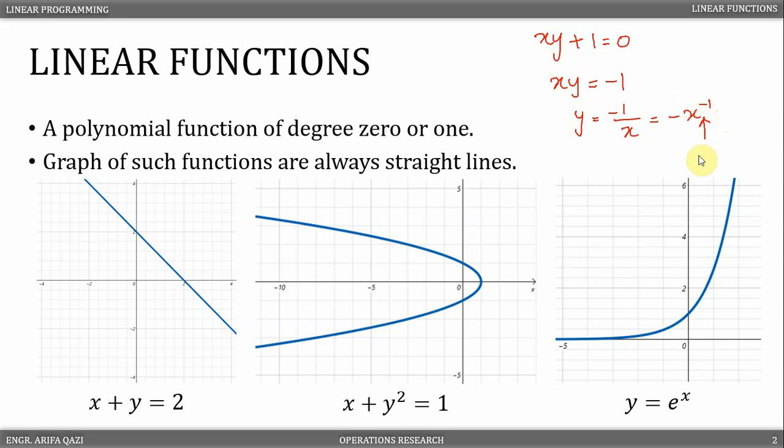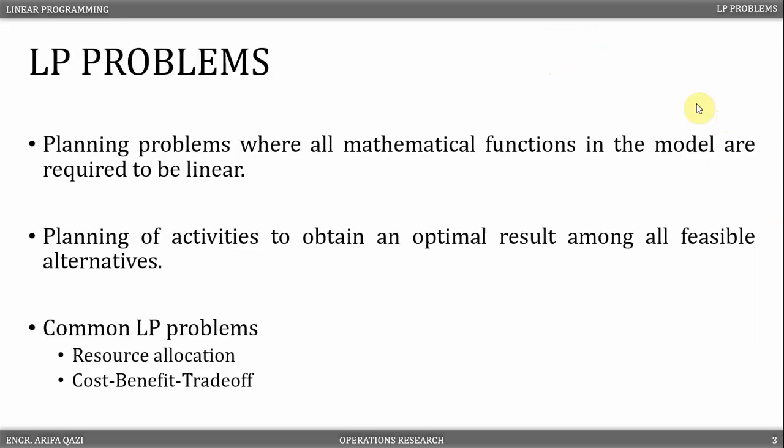So how is all this related to linear programming? As the name suggests, linear programming problems are planning problems where the mathematical model is composed of only linear functions. Linear in this case refers to the requirement of the model having all linear functions, while programming in this case refers to planning. So linear programming essentially is the planning of activities to obtain an optimal result among all the feasible alternatives.